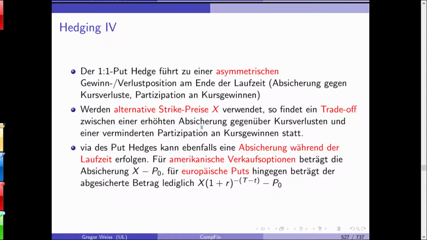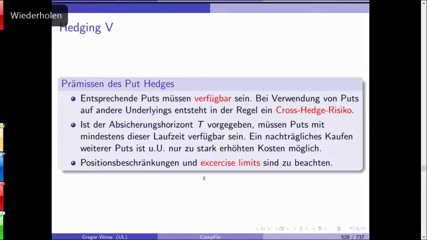If you take the put hedge, you can also try to hedge after you've bought the underlying. How can you do this? You simply buy an American option. Yeah, you can use an American option, and then you have a slightly different hedging effect, but this is also possible. Now, what are the requirements for this put hedge to work?